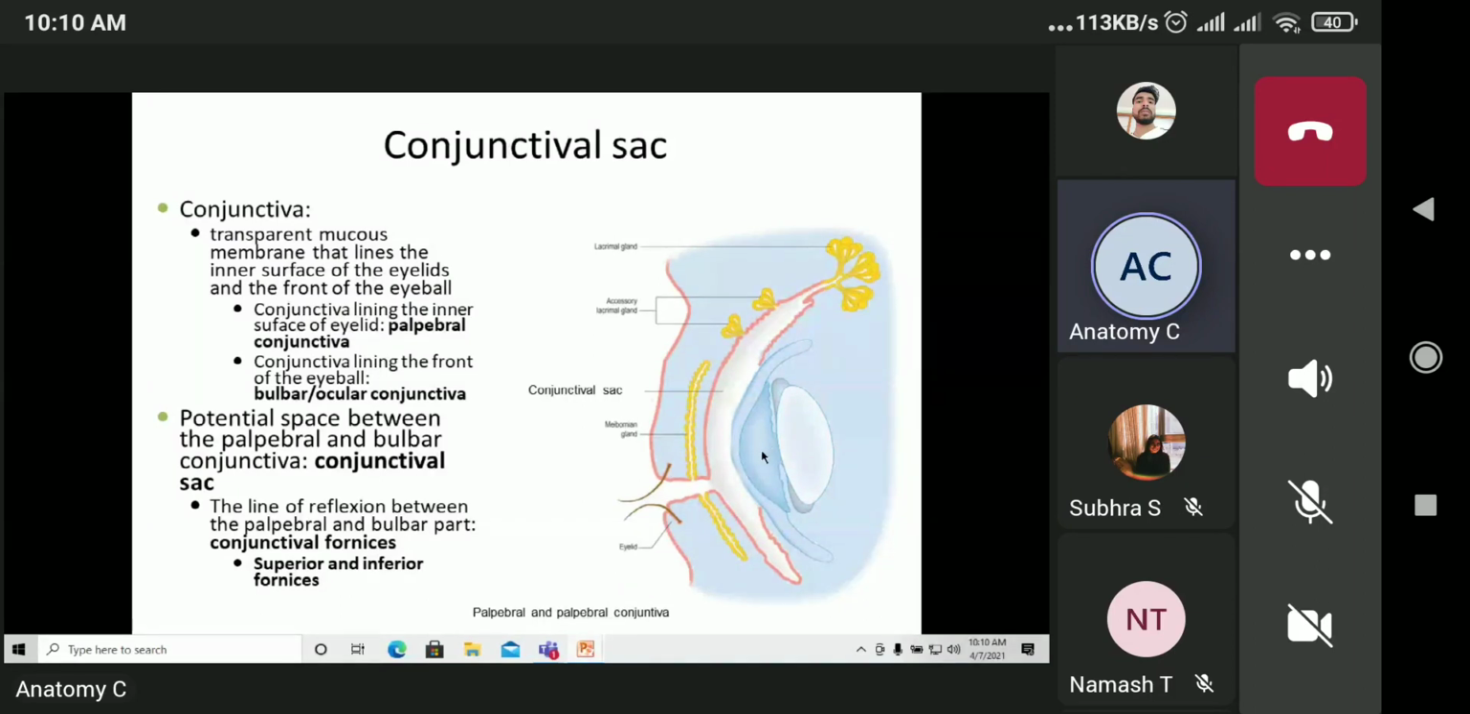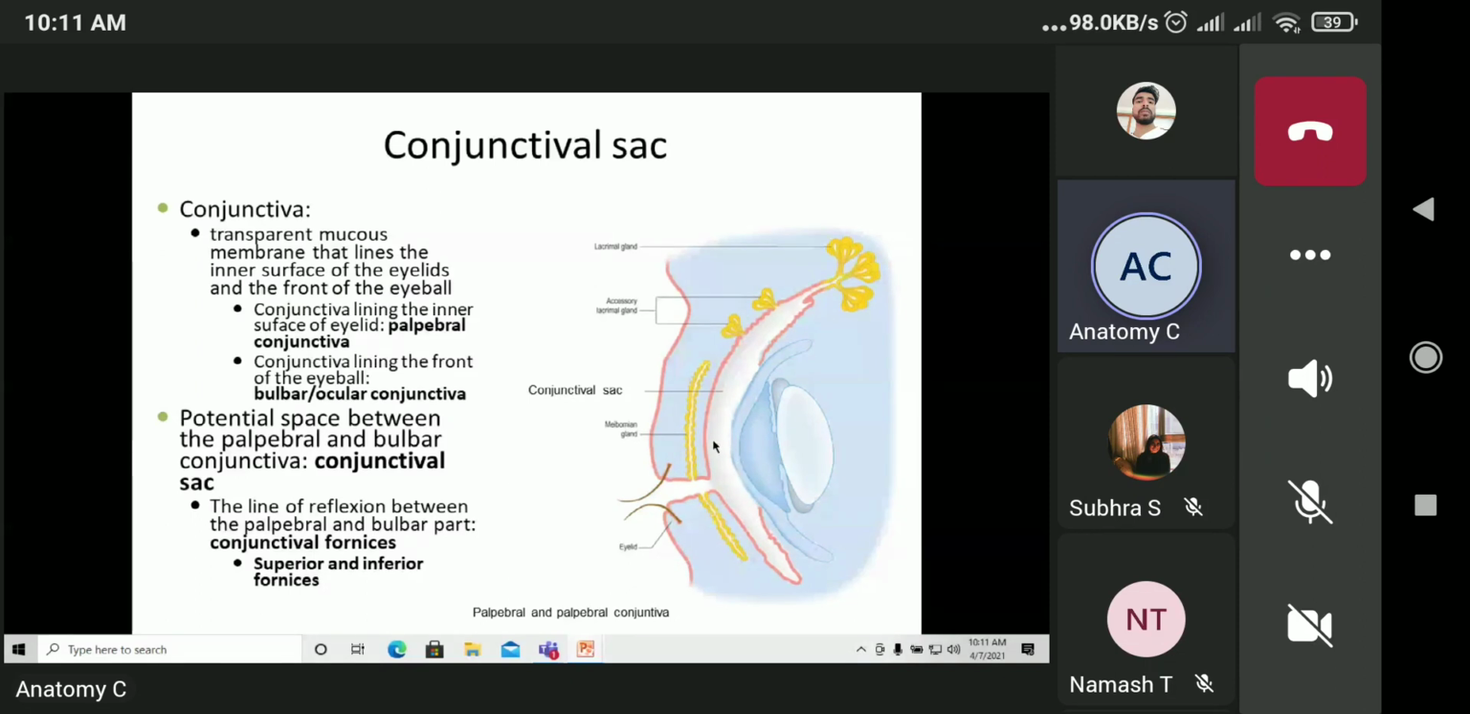The conjunctiva lining the inner surface of the eyelid is known as the palpebral conjunctiva, because it lines the inner surface of the eyelid. The conjunctiva lining the front of the eyeball is called the bulbar or ocular conjunctiva. Please remember this. There are two types of conjunctiva. If it lines the inner side of the eyelid, it is the palpebral conjunctiva, whereas if it lines the eyeball, it is called the bulbar or ocular conjunctiva.